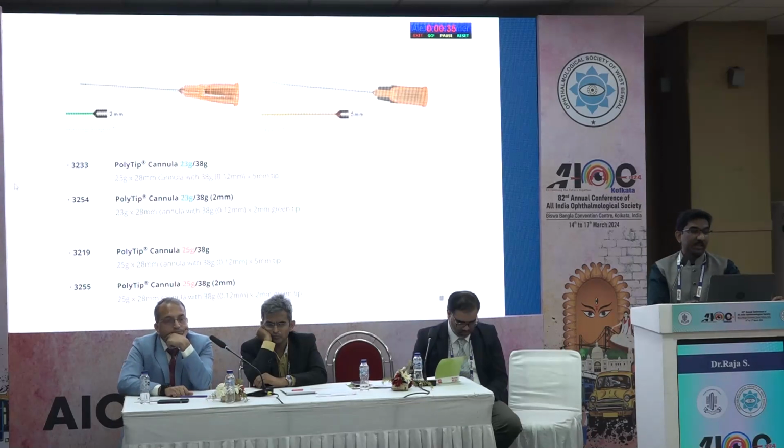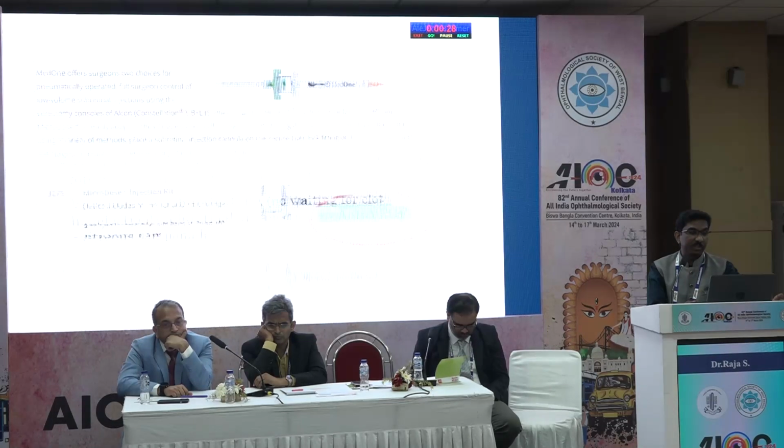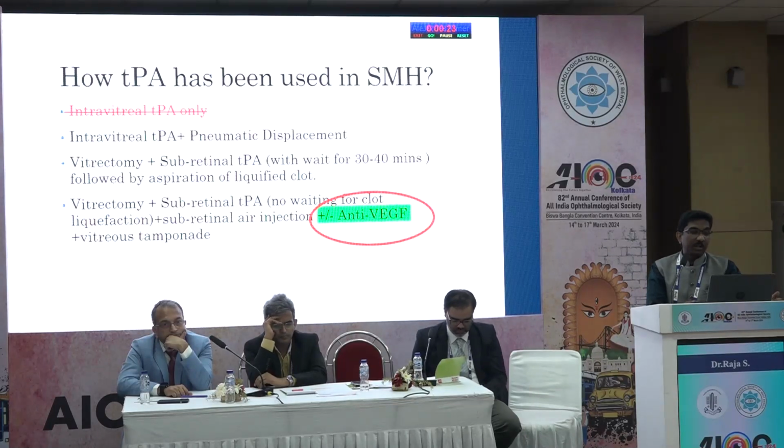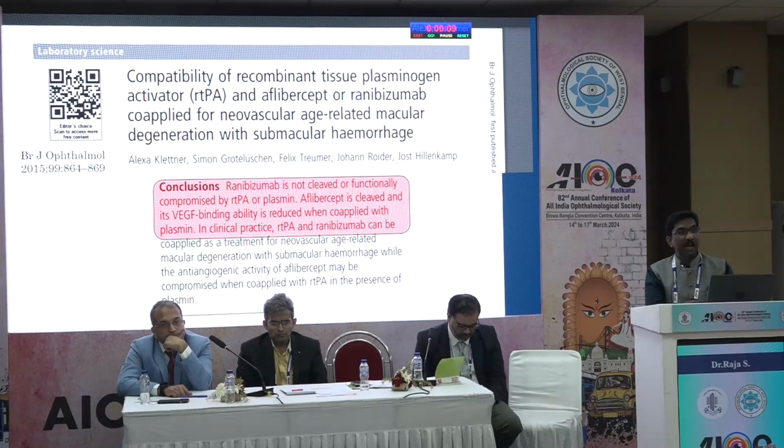These are the various cannulas that are used to inject, and some specialized injection kits are also available for this. Now, as far as TPA being used in submacular hemorrhage, you also have the choice of using an anti-VEGF. There is one report which says that when you combine it with aflibercept, it actually cleaves that, and because of that, the effect of aflibercept is less. So this is one thing that we have to keep in mind when we are combining it with TPA.